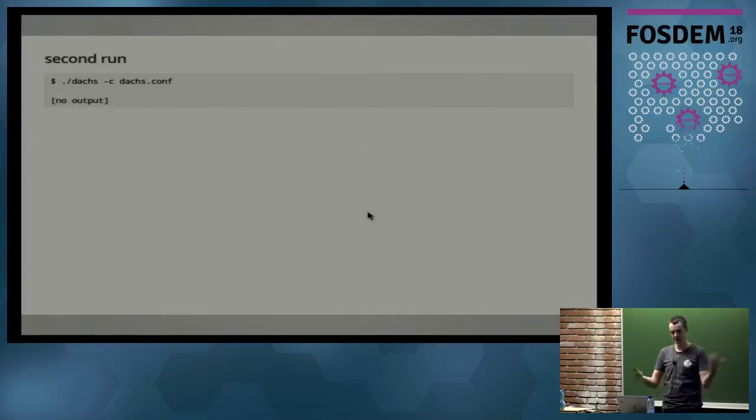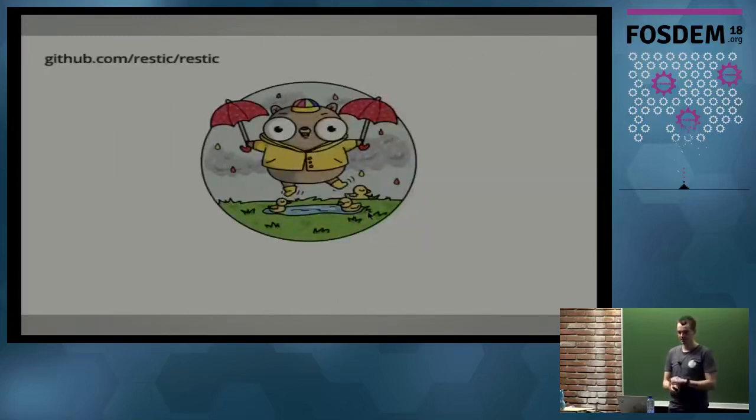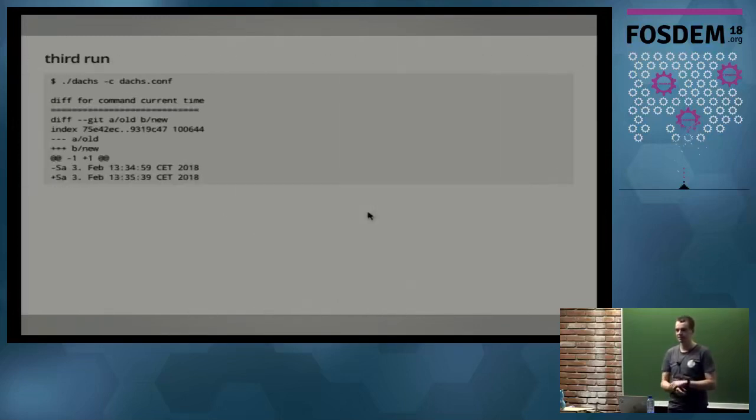On the second run, there's nothing to do because it was just 1 second after the first one, so the command isn't executed at all. And on the third run, you can see that I waited a few seconds and then the date command was run. The output has changed and there I can see the diff. And I'm using this one to, for example, run this in a crontab somewhere and have a find command running which reports all the things that are there.